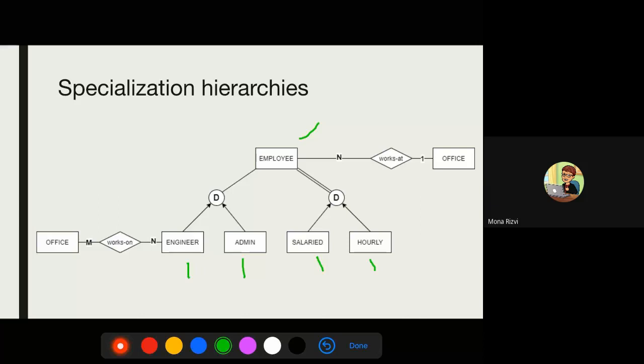So that requires some new notations, which you see here, and I will explain, and then we'll look at them more in detail. So if you have a specialization hierarchy like that, where you say this superclass can divide into this set of subclasses, then there's two new constraints that you can show in the models.